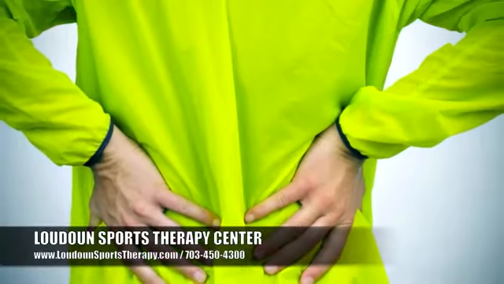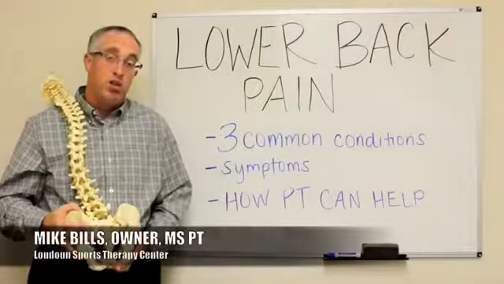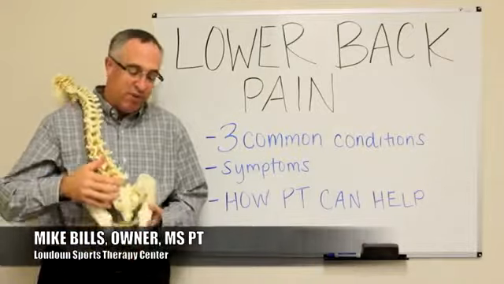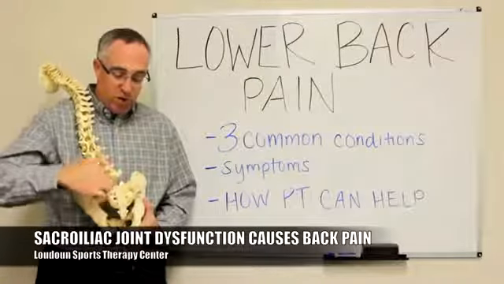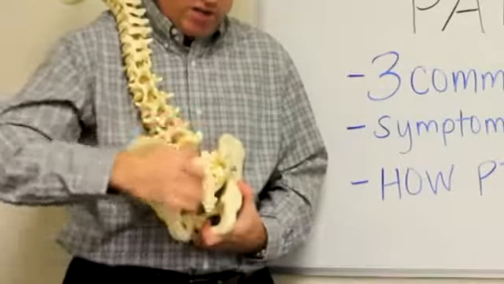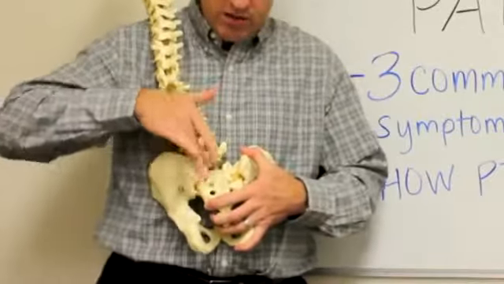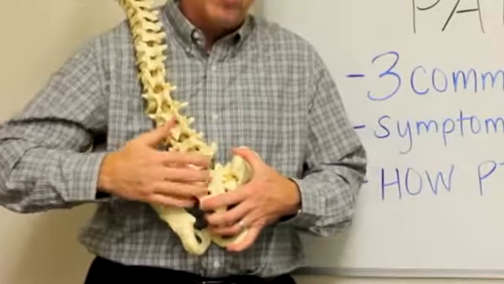So the second cause of a back problem is something called sacroiliac joint dysfunction, or SI dysfunction. The sacroiliac joint is the junction between your pelvis here and your tailbone. So the sacroiliac joint is this junction right in here where those two bones come together.